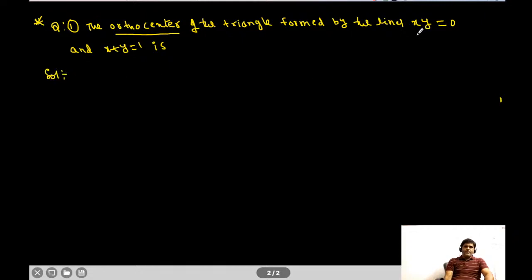Here, what does xy equal to 0 represent? It's a pair of lines. Which pair of lines? x equals 0 and y equals 0. Because L1 L2 equals 0 is a pair of lines represented by L1 equals 0 and L2 equals 0. Here L1 is x equals 0 and L2 is y equals 0.